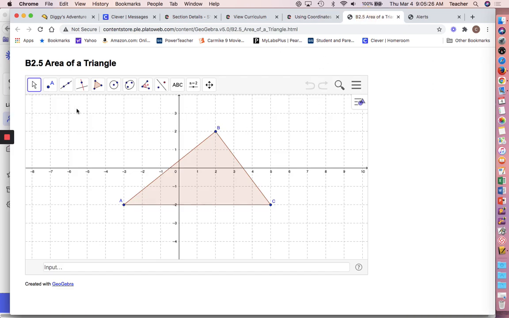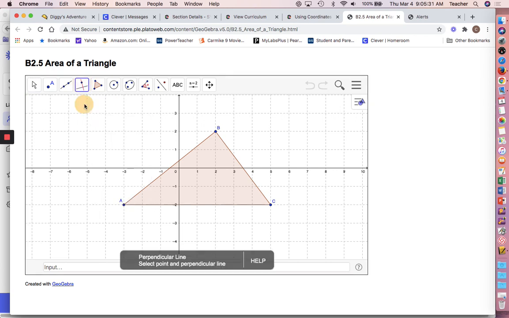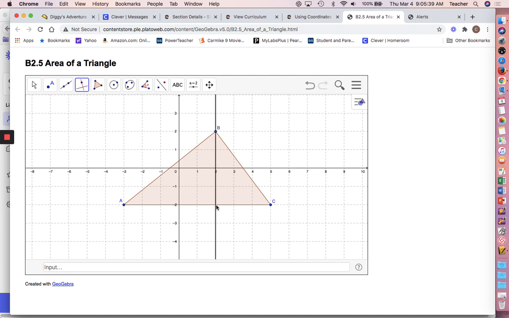Now, if you've watched my videos, we've done this many a time. The fourth icon, select perpendicular line, click on B, click on this segment AC, not in the triangle, on the actual segment, and it draws you a perpendicular line.